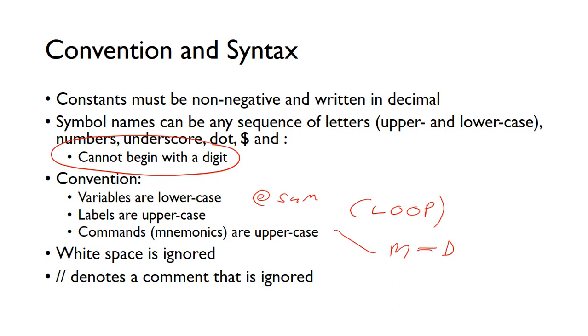White space is ignored. When you're writing your assembly code in the text editor, white space is ignored, so you can use that to split your code into nice chunks and make it a bit easier to read. And then, just like in C, we can use two slashes, //, and this denotes a comment that gets ignored.